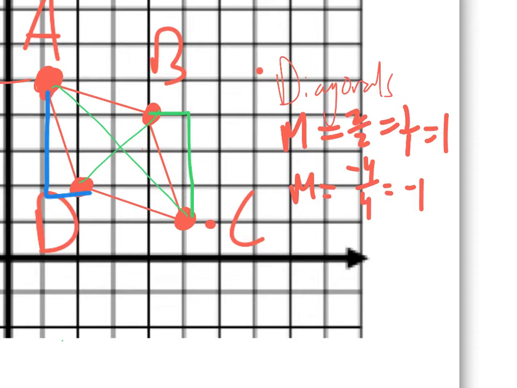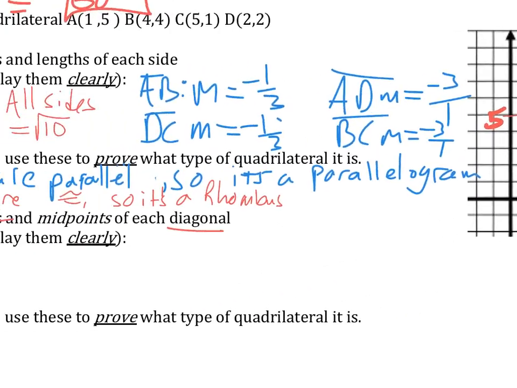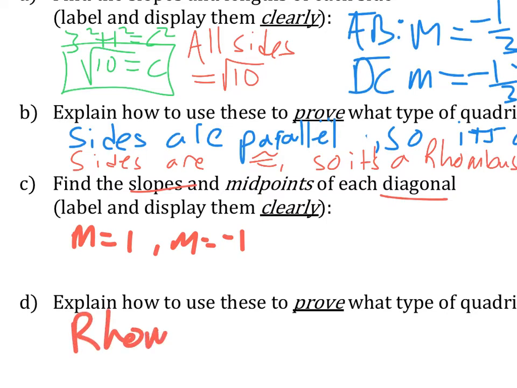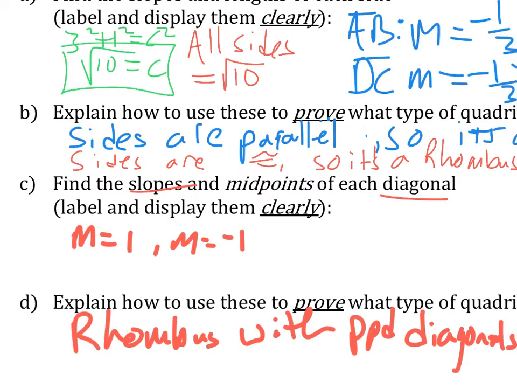So what's the relationship between these? These are opposite reciprocals. Since they're opposite reciprocals, this has to be perpendicular. And anytime we have perpendicular diagonals, that means it's a rhombus. All right? So the slopes are 1 and -1. And so that means these are a rhombus with perpendicular bisectors. All right, so we got a rhombus there.